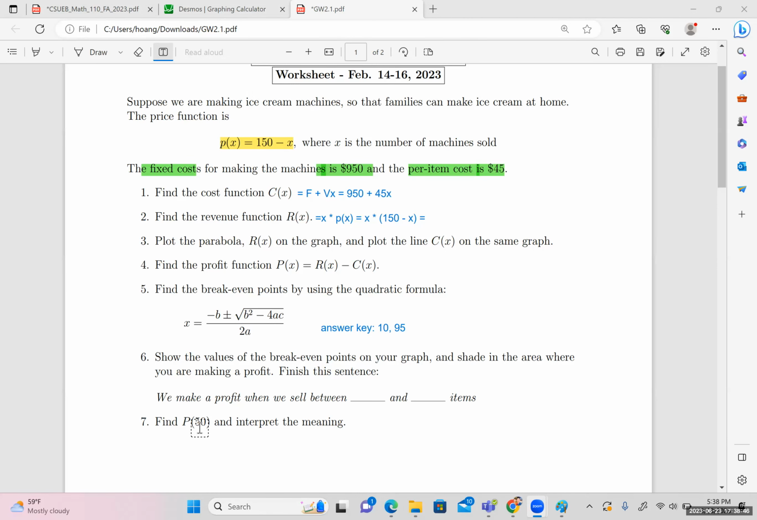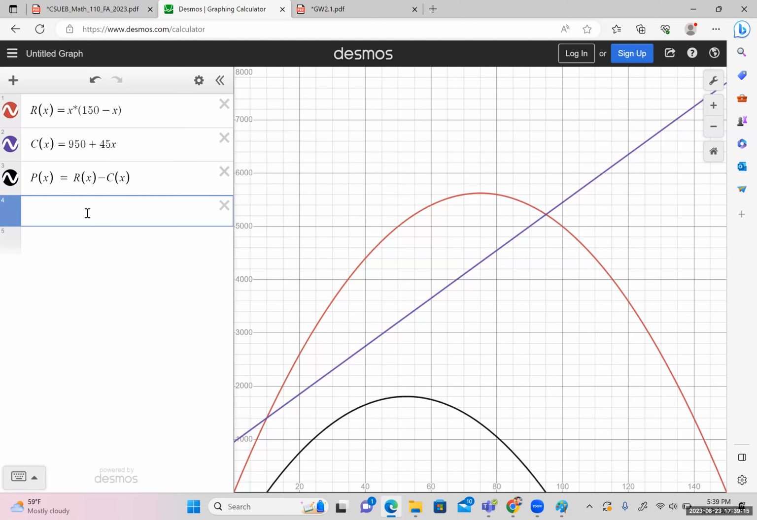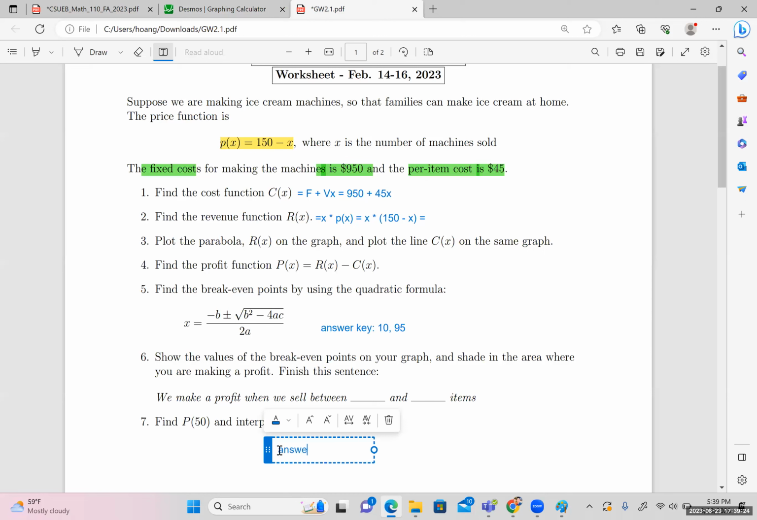So that's the way you're going to put it in here, and for finding the profit, you must have the profit function first, and then plug 50 into it. So in here, I would say profit function, maybe you will be using R(x) minus C(x). All right. You must simplify it by substituting those two functions into it, and then if I do P of 50, the answer key is going to be 1,800. So we'll say the answer key is 1,800.